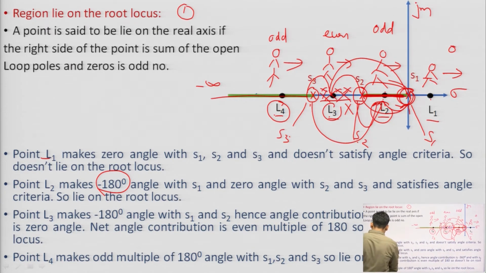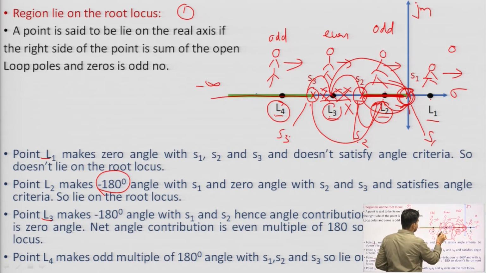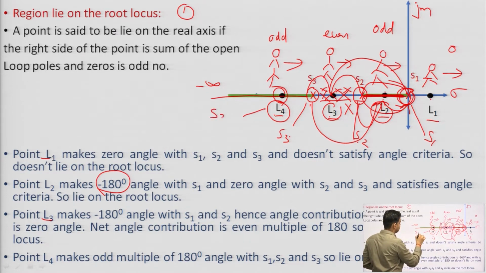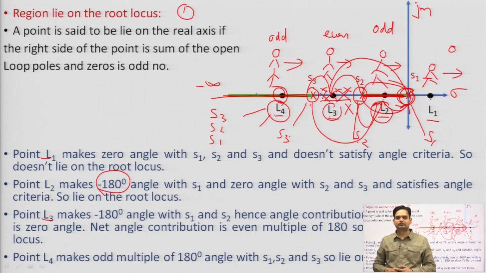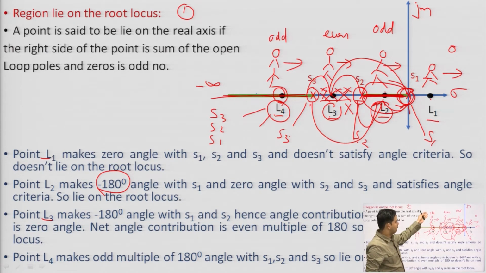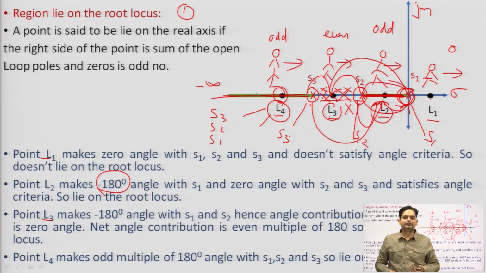In the same way, if I am standing here at L4, I need to see the angle contribution from S3, S2 and S1, and it will come out as an odd multiple of 180. So, all this region will lie on the root locus. So, this is the alternate method. You can go for this logic, or you can calculate the angle with each and every pole, then you can determine which region is lying on the root locus.